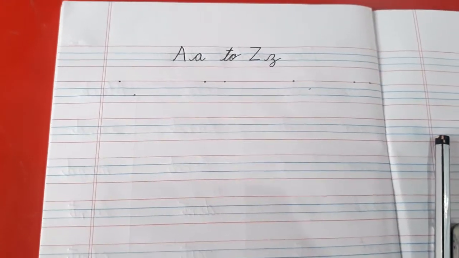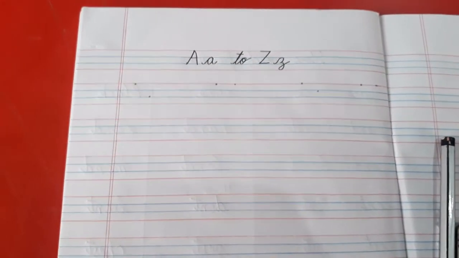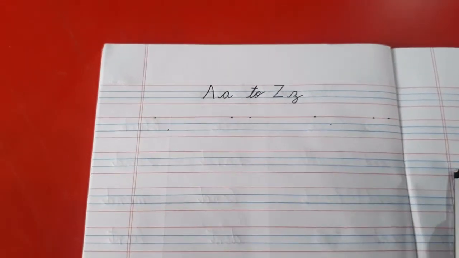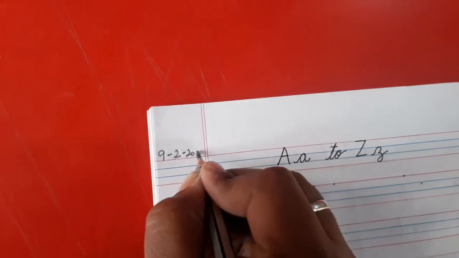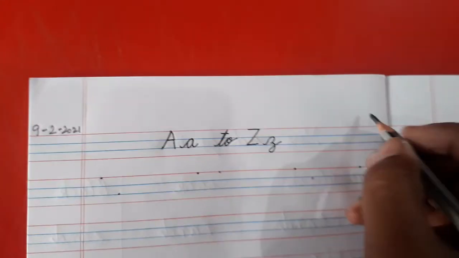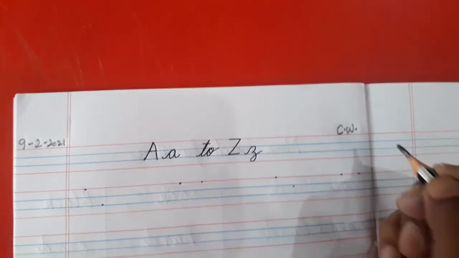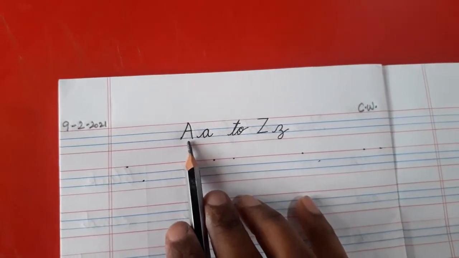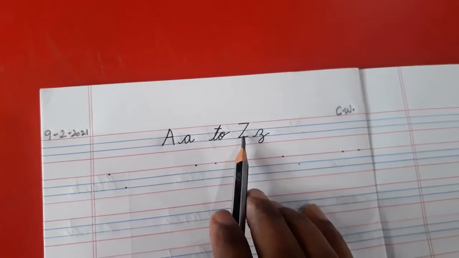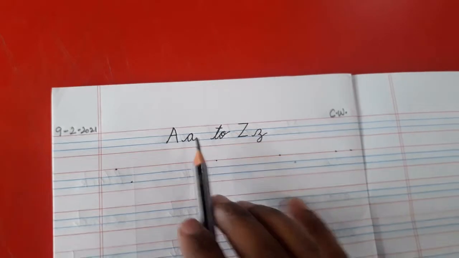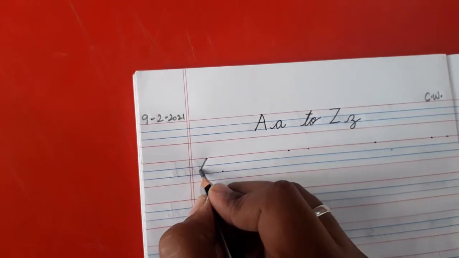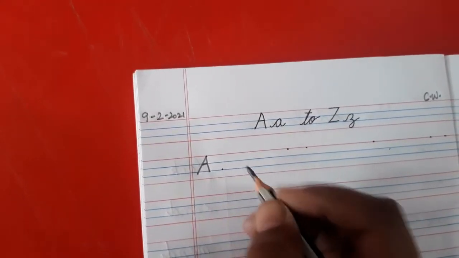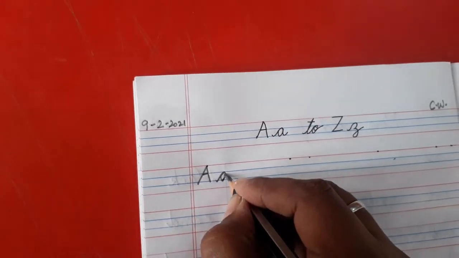So class, now open your English notebook and let's see how we are going to do work in the notebook, okay? So the first thing that we have to write is today's date. And after that, please mention classwork. Clear? So today we are going to write A to Z alphabets and sounds together. Let's start with the work. So let's write A. The sound is A.